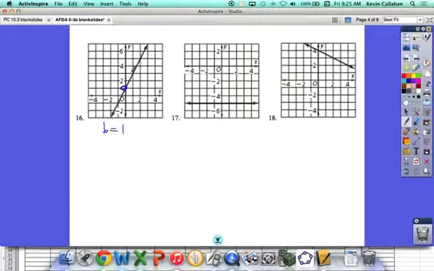Pick some place where the line crosses the intersection of grid lines, maybe right there. And then try to figure out how much you are going up and down, how much you are going left and right, rise over run. How much are you going up and down? The rise is 2. And how much are you going left and right? 1. So the m is 2 over 1, which is 2. So write the equation. 2x plus 1.